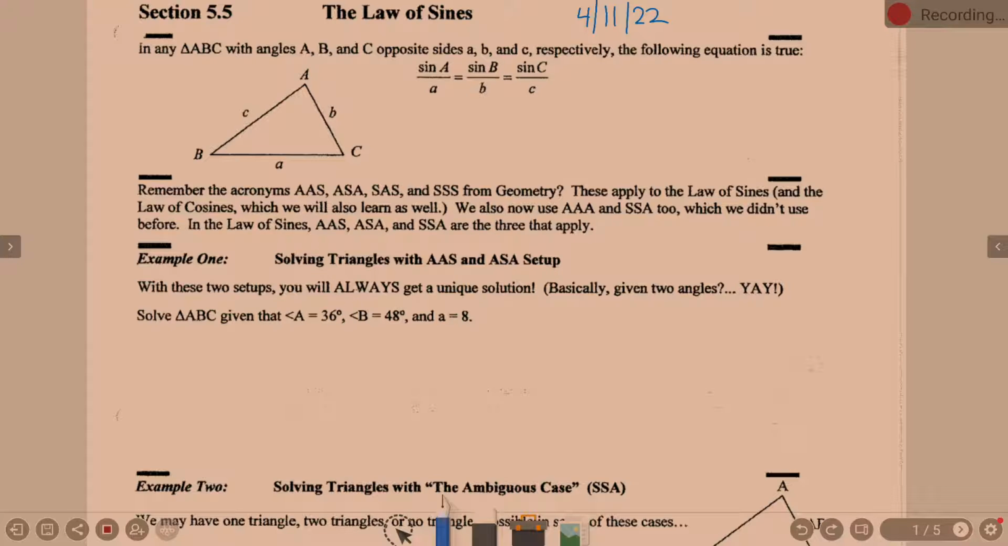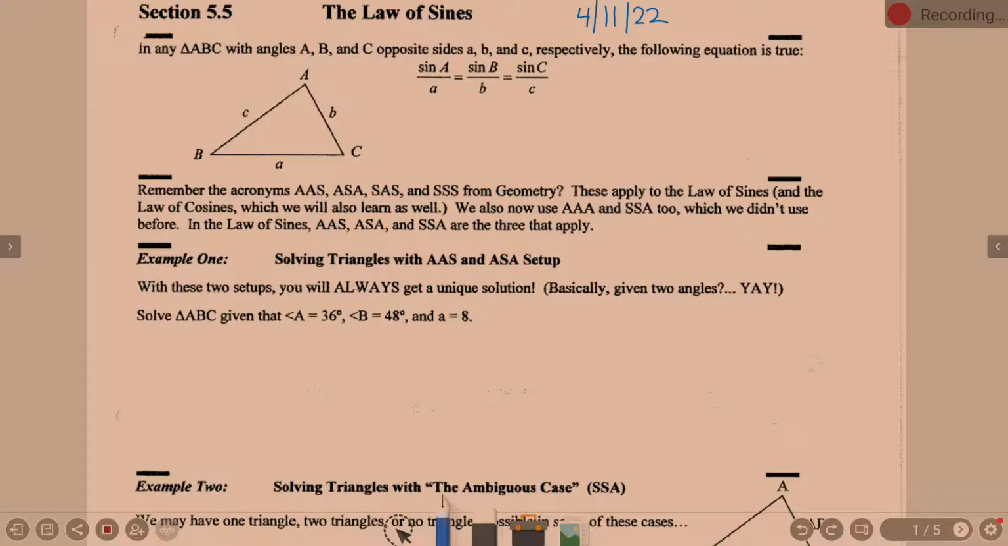So, the law of sines. We're going to definitely talk some geometry today, so hopefully you brought your geometry brain with you. In any triangle ABC, with angles A, B, and C, and opposite sides a, b, and c. So you'll note they usually use the capital letters for the angles, the points, the vertices, and the lowercase letters to represent the sides. Okay?